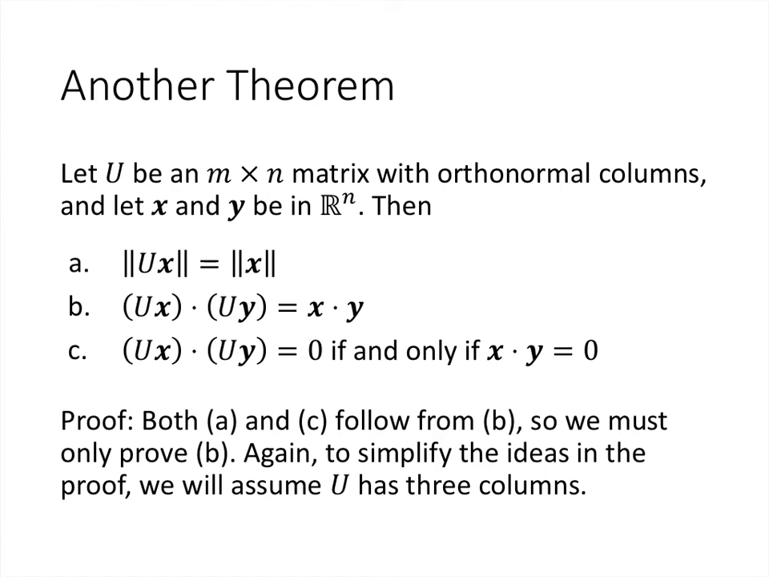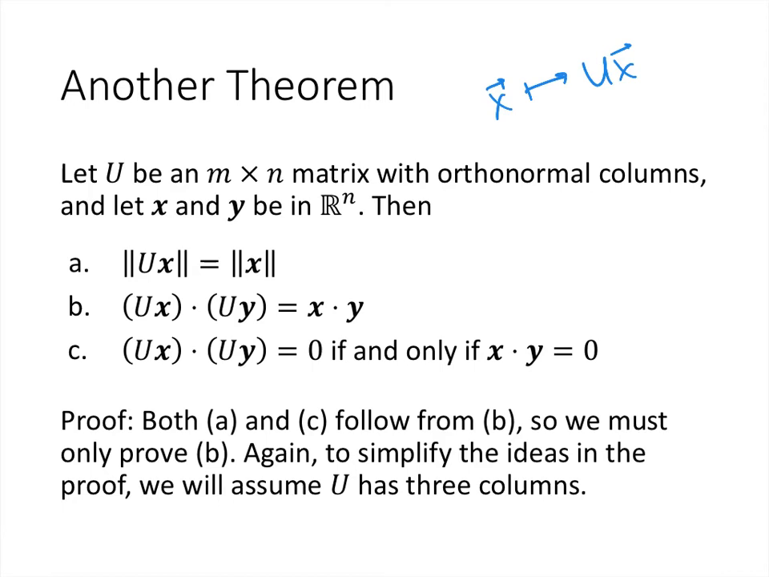Another theorem here talks about what kinds of effects multiplying by a matrix that has orthonormal columns has on vectors. So you can think of these as talking about properties of the linear transformation that takes a vector x and gives us the vector Ux. Part A says that the norm of Ux is the same as the norm of x, so in other words, the transformation preserves length. Part B says that Ux dot Uy is the same as x dot y, and one consequence of that is part C, which says that Ux dot Uy is 0 if and only if x dot y is 0. And part C essentially tells us that this transformation preserves orthogonality. If we plug two orthogonal vectors into the linear transformation, the two results that we get also have to be orthogonal.